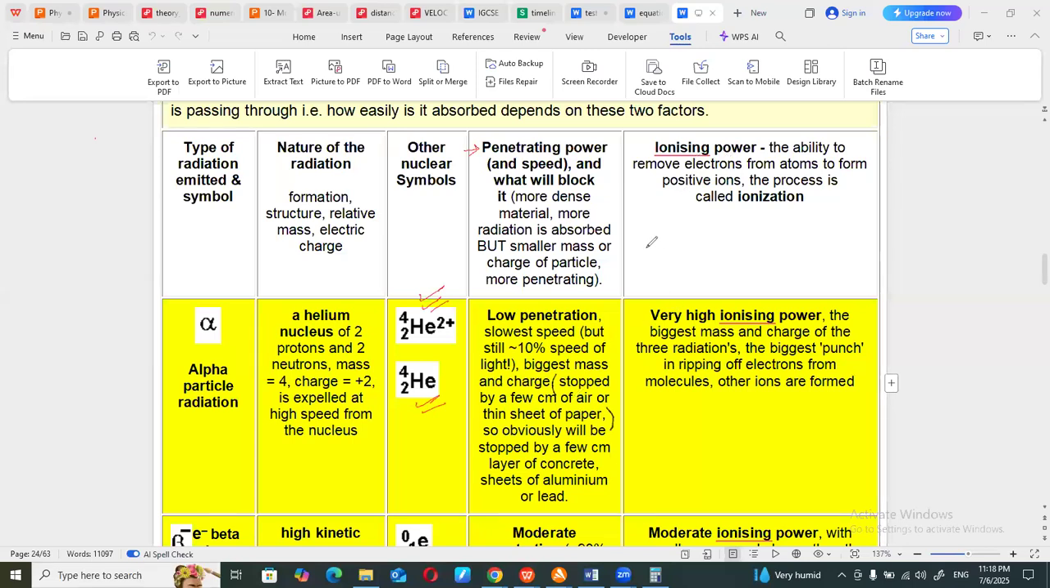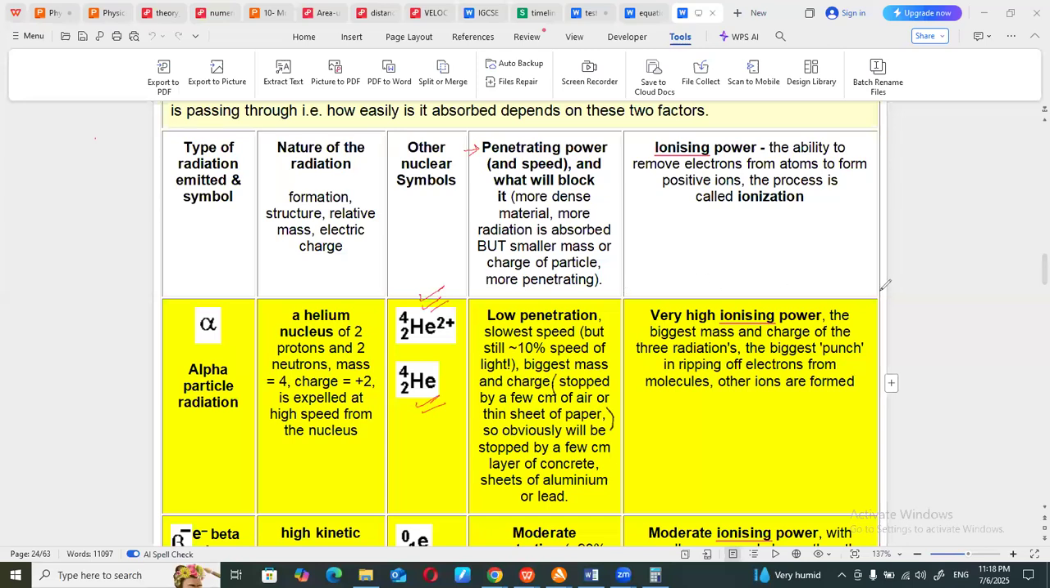Now, ionizing power means a power which actually converts an atom into an ion, so that it is able to remove the electrons out of an atom. And being the heaviest and the strongest, they easily convert an atom into an ion because they can easily remove the electrons out of the atom.